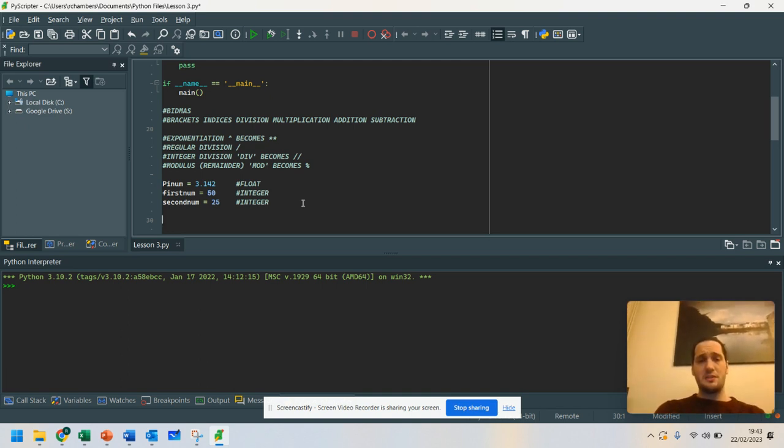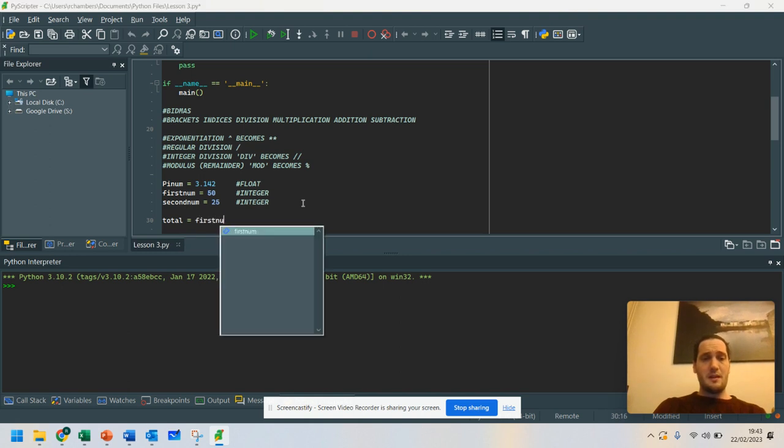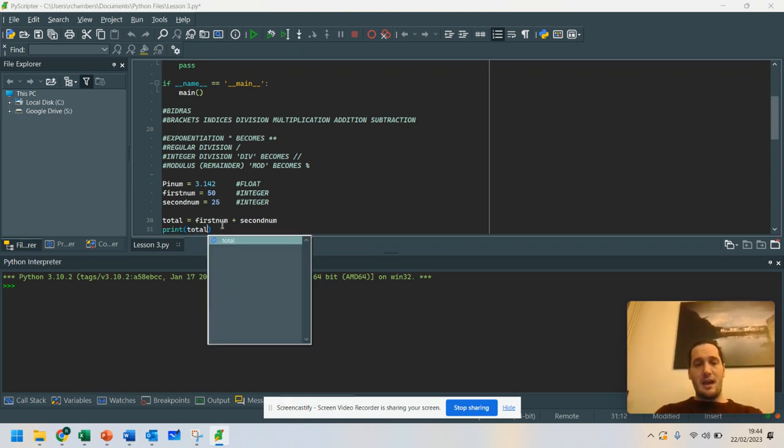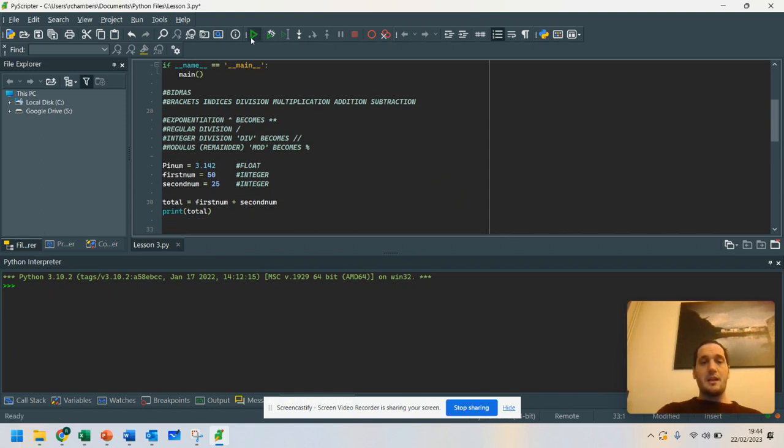That's pretty straightforward. I could just do total equals first num plus second num, and I can print that out, and you'll see how simple that is. All right, that prints that out. That's 75. But again, if I wanted to add those together and multiply it by 2, I remember that brackets comes first and multiplication is later. So when I print this out now, watch what happens.